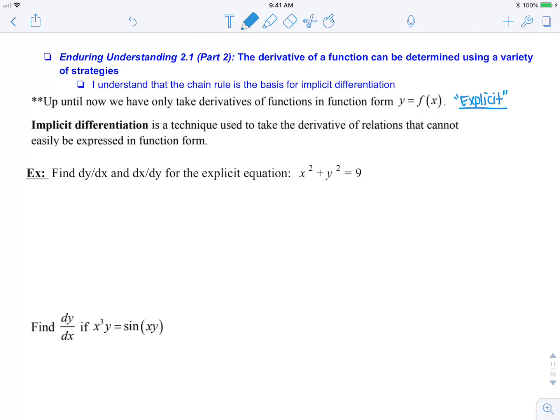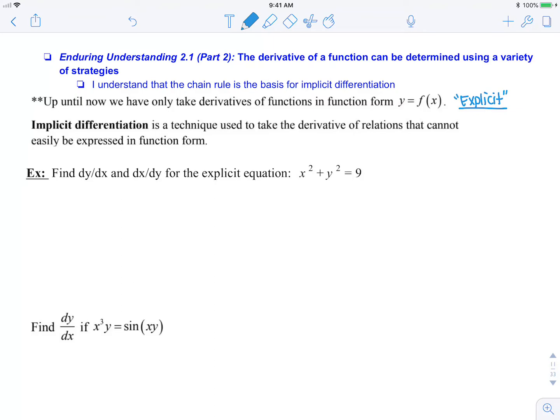Up until now, we have only taken the derivatives of functions in the form of y equal to some function of x. That's known as an explicit form. So we use implicit differentiation when we want to take the derivative of relations that cannot be easily expressed in function form. So here is an example.